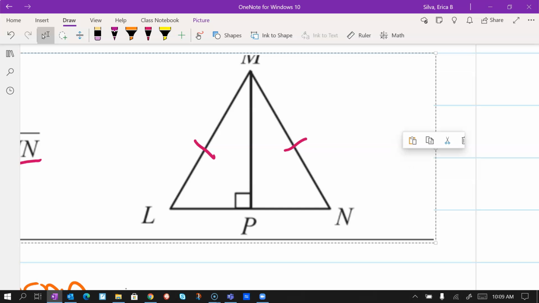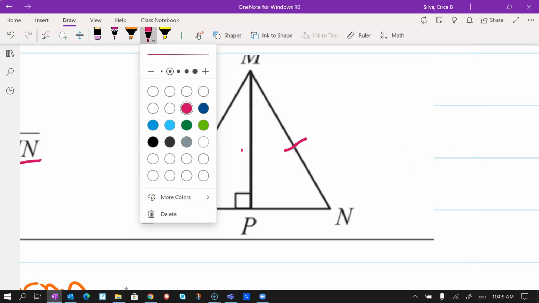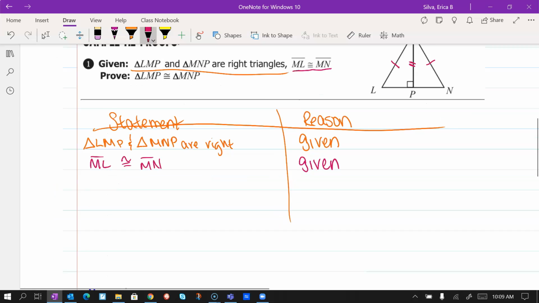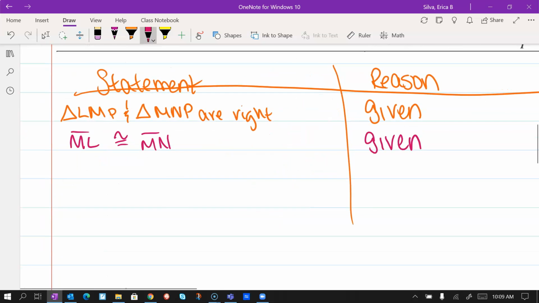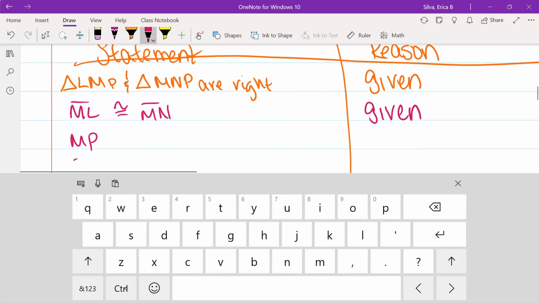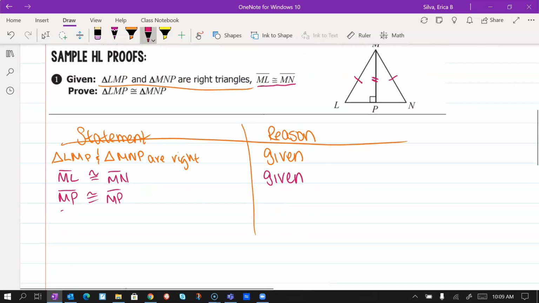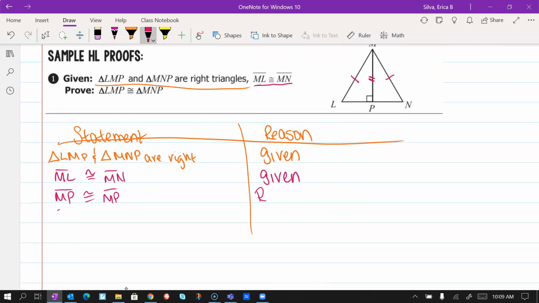So since we're already using one tick mark, I'm going to put two tick marks on this one. And we know that MP is congruent to MP. So MP from one triangle is congruent to MP from the other triangle. And we know that because of what property? Our reflexive property. And reflexive property is when they share a side.